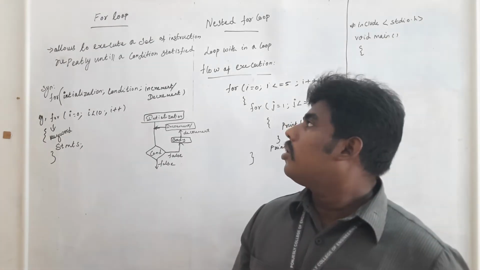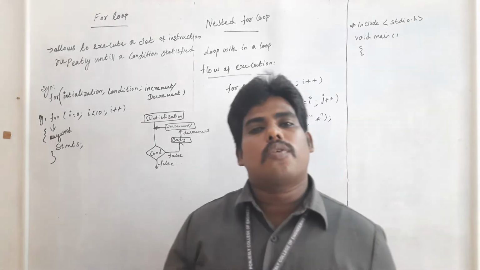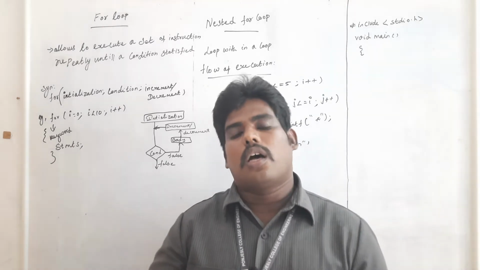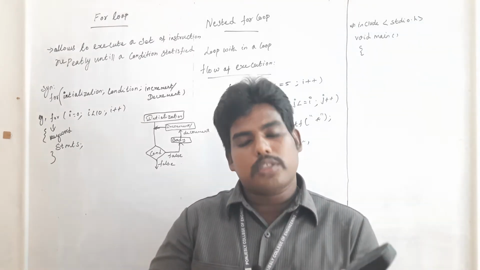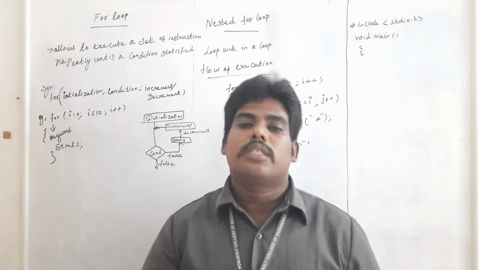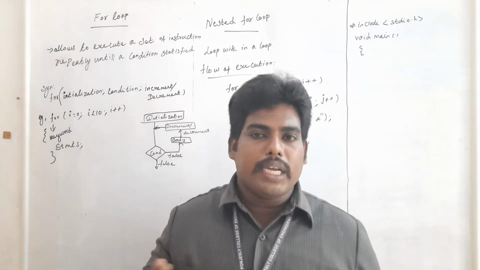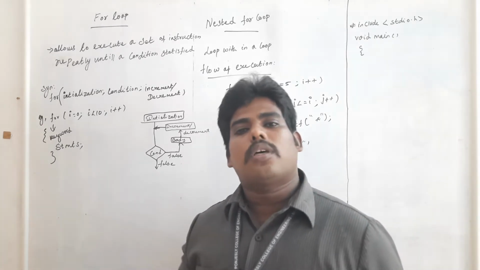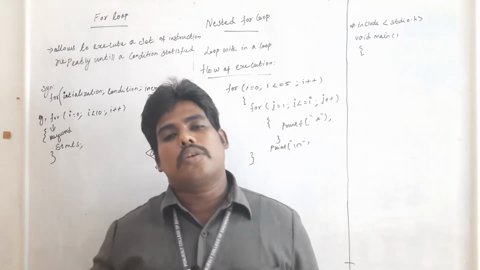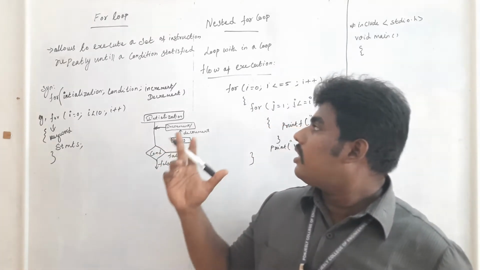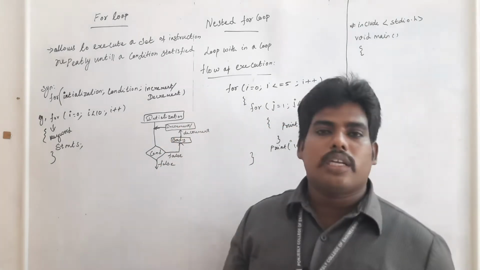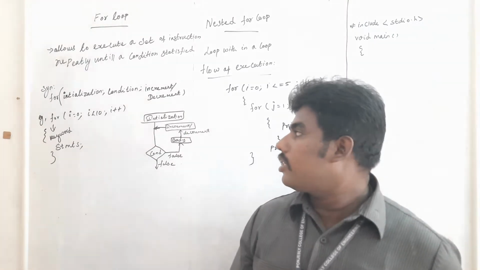Okay. So the for loop is also one type of looping statement. What's the use of a looping statement? It is used to execute a set of instructions repeatedly. So the for loop also allows us to execute the statements repeatedly until the condition is satisfied, or until the condition is false.